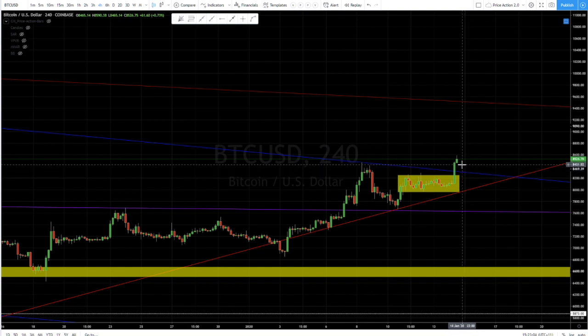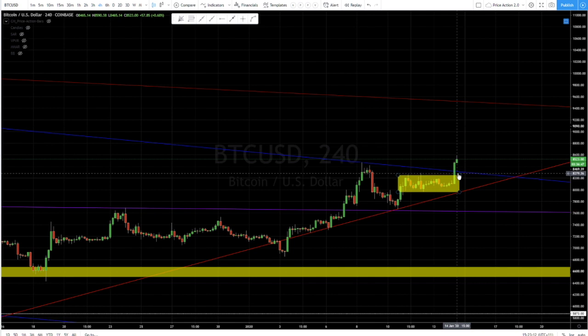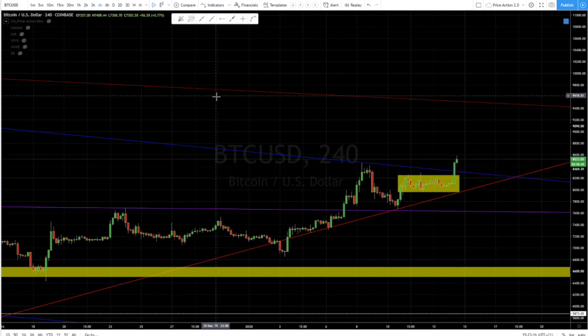Also, you could let it drop down to test, but of course you're risking more. So it all depends on your risk appetite and how much of your main account that you're risking. Generally, you don't want to be risking more than 2%. If you are, you're a high risk trader.